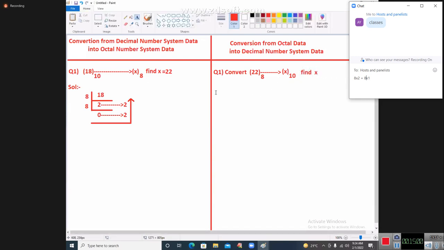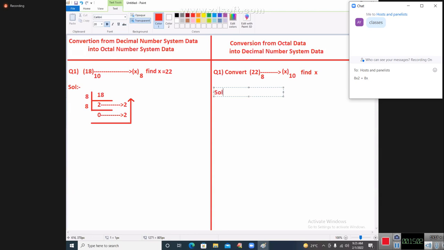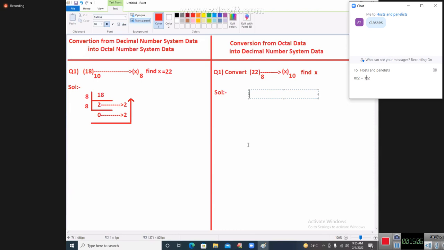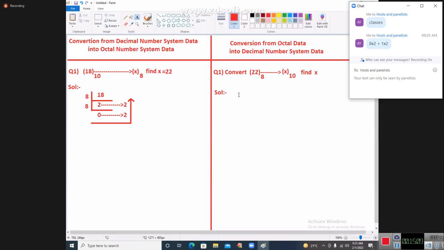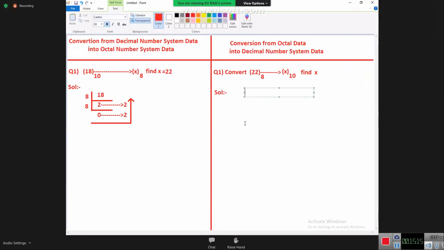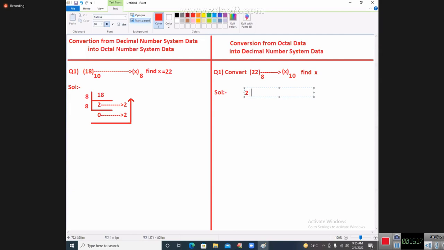See, students, the solution will start. Actually, it is dead easy, my dear students. Please keep in mind. Okay, now I am writing. What is the given data? Given data, here I am going to write it. Here we are using 22. You take it as 22.